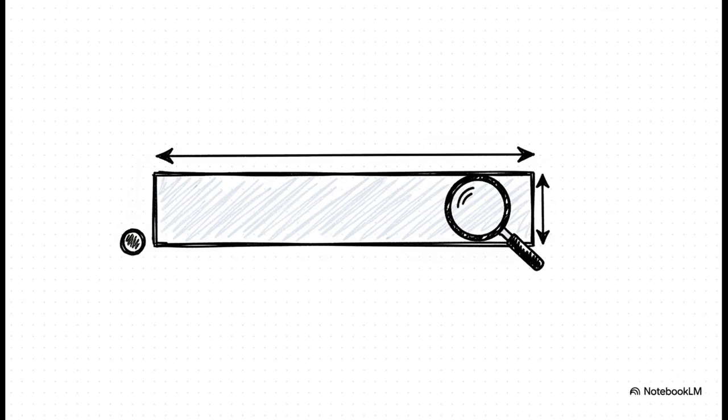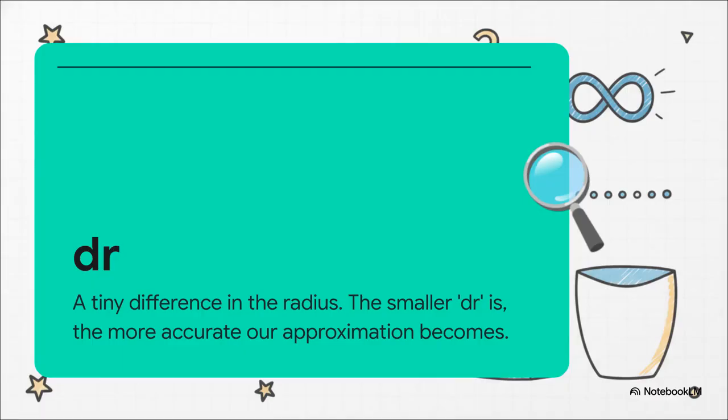Let's look at the dimensions of our new sort of rectangle. The length of it is just how long the ring was before we cut it, which is its circumference. And we know that formula, 2 pi r. Okay, what about its thickness? Well, that's just the tiny, tiny distance from one ring to the next. Let's give that tiny change in the radius a special name. We'll call it dr. This little dr thing, that's the secret sauce. That's the whole key right here.